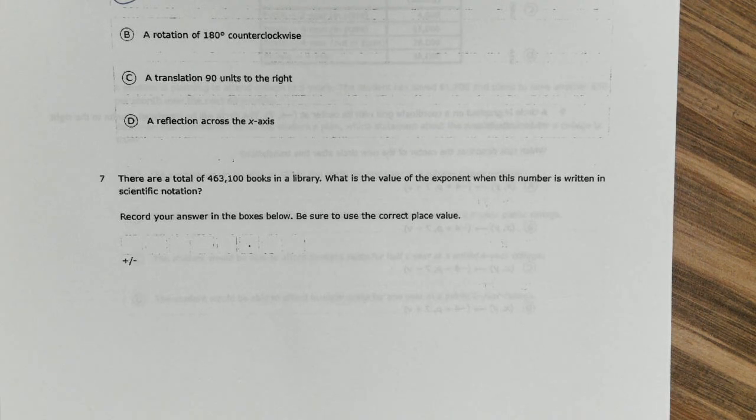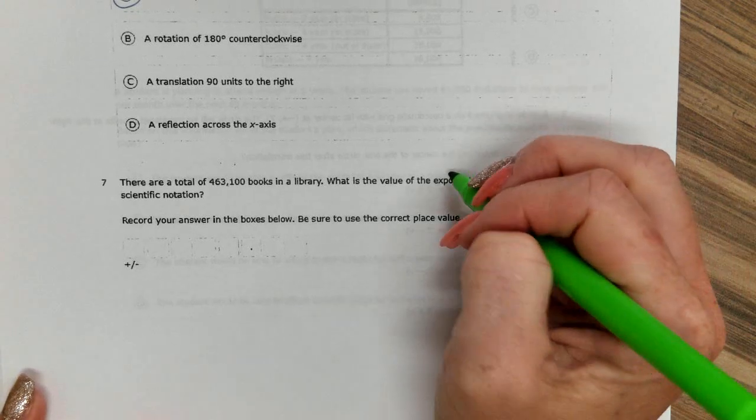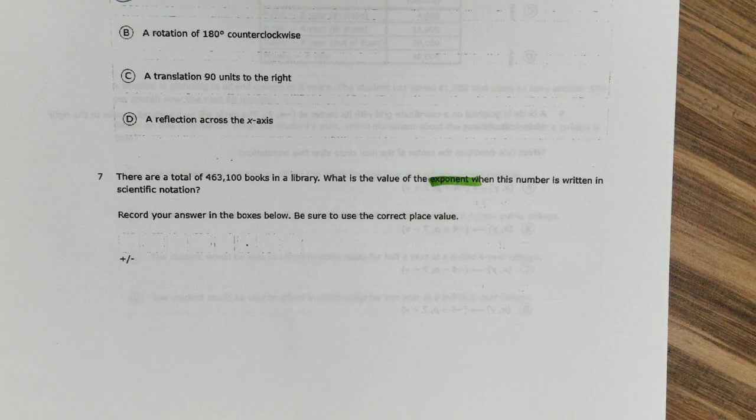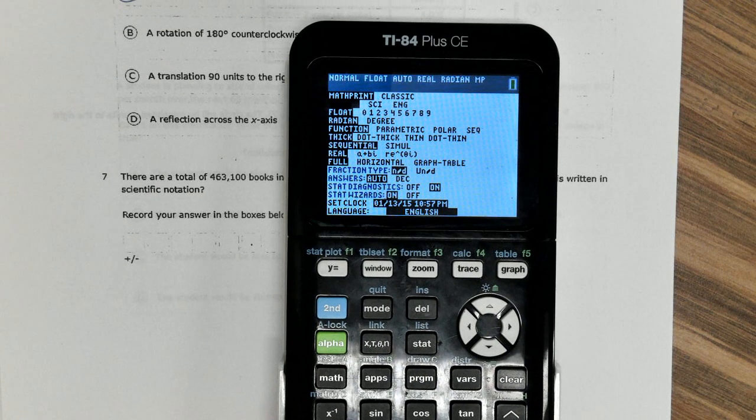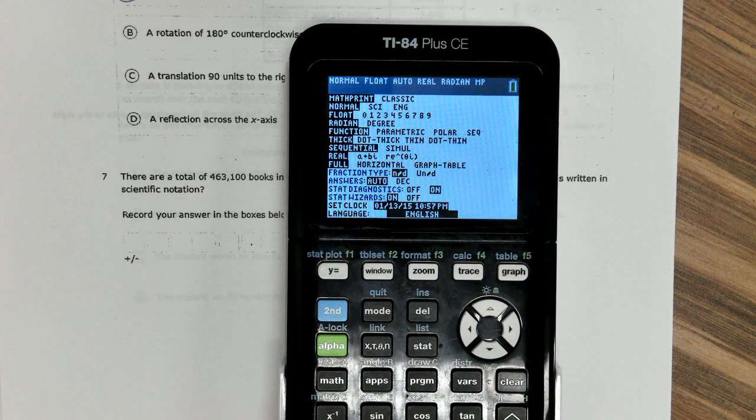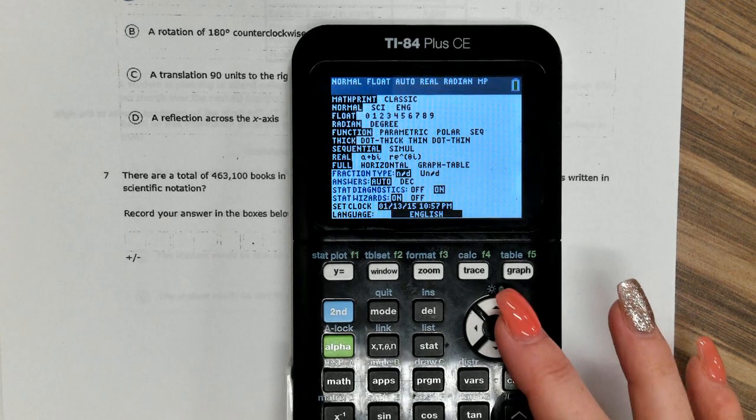All right, number 7. There are a total of 463,100 books in a library. What is the value of the exponent when this number is written in scientific notation? Do they want the whole number, or do they just want the exponent? All right, so where am I going to go in my calculator? Yeah, but where do I go? Mode. And let's change it to SCI.